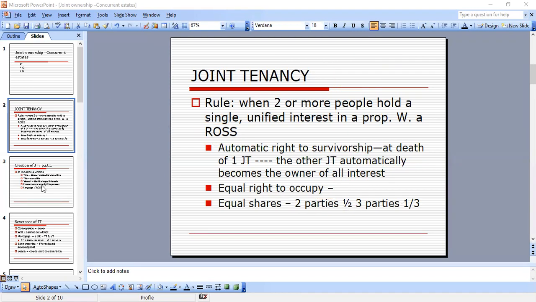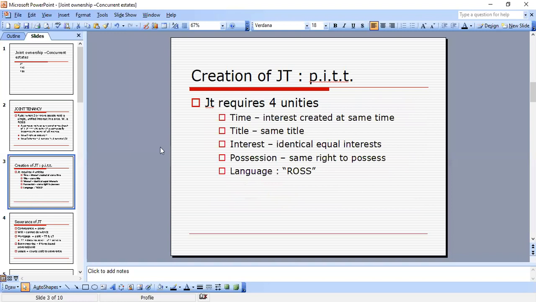Now, the creation of JT is mnemonic PITT, P-I-T-T. It's actually possession, interest, title, and time. JT requires the 4 unities. You do have to write this up on your essay. The 4 unities are quick because we have more things to write about, but this needs to be quickly jotted down. Time, title, interest, possession, okay? And the language you're looking for is ROSS, right of survivorship, okay?